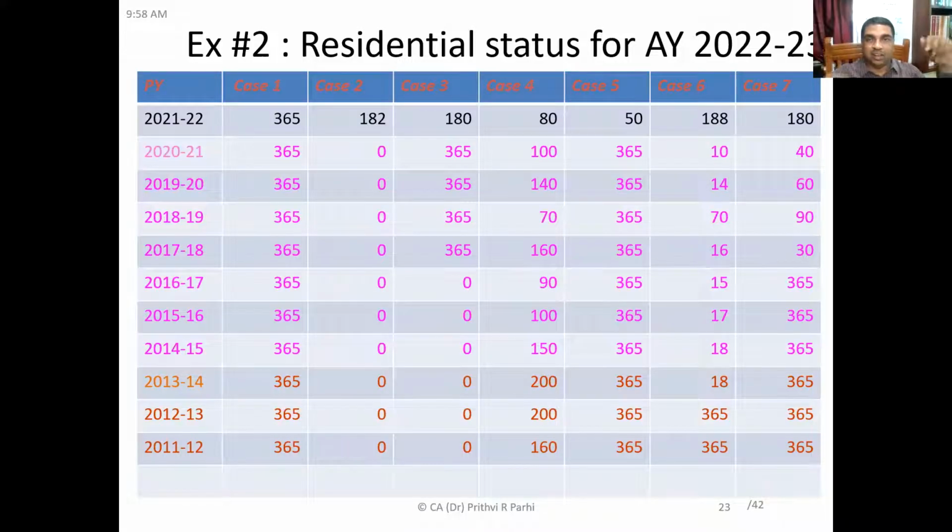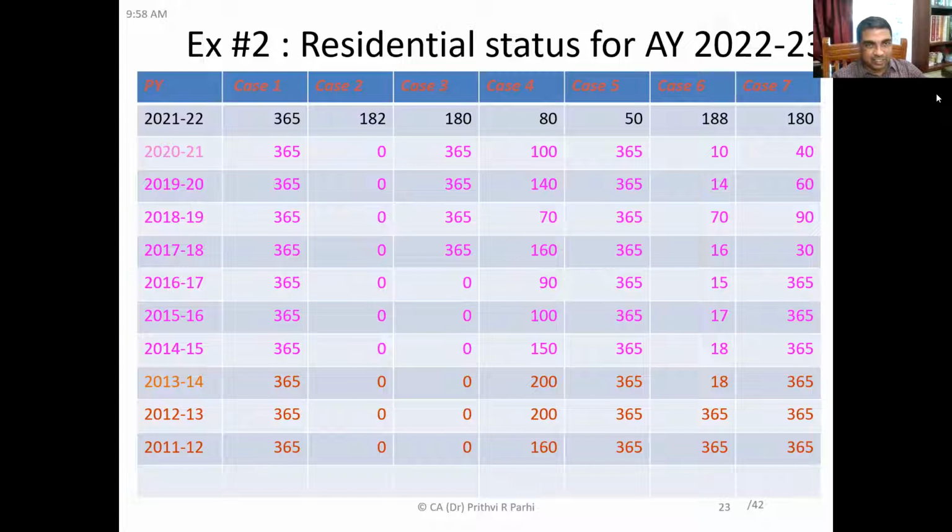So I'm giving you 7 cases, 7 situations. And for these cases, our assessment year is 2022-23. And you can see what is the relevant previous year now? 21-22. You see the data is appearing in the black color. Then the 7 previous years preceding the relevant previous year are appearing in pink. And the additional 3 years, because you also need the 10 years data, are appearing in the maroon color.